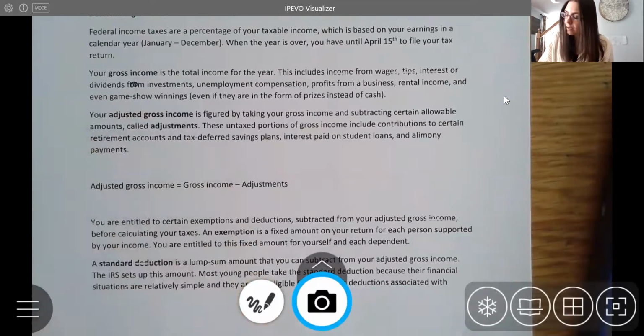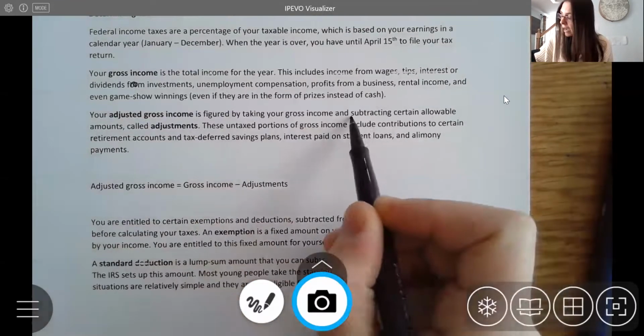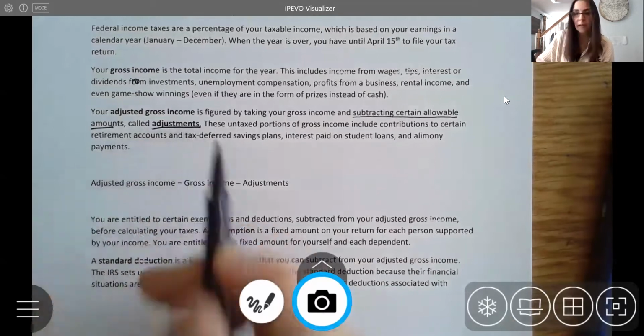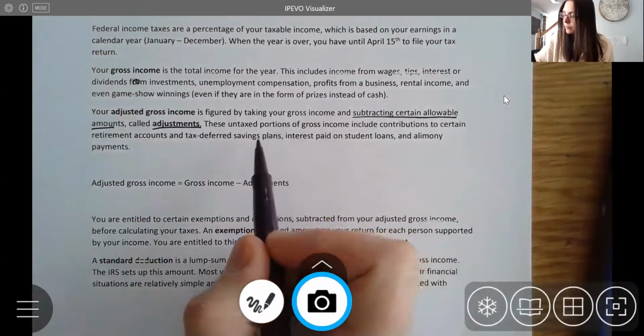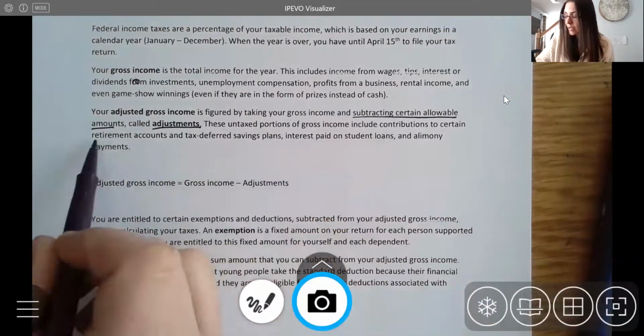Your adjusted gross income is figured by taking your gross income and subtracting certain allowable amounts. These are called adjustments, and they're very specific. So things that are adjustments are typically, let's see, certain contributions to retirement accounts.